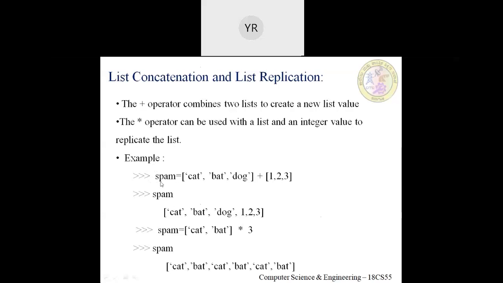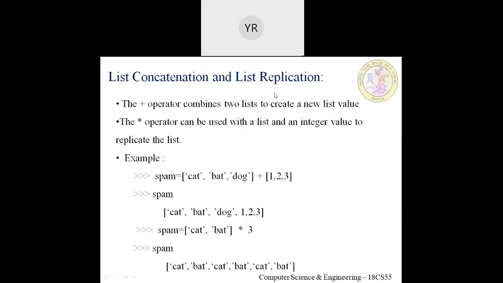Here we have a list called spam, and it is equal to two lists concatenated. The first list has the values cat, bat, and dog, and the second list is 1, 2, 3. Here we are concatenating the two lists with the help of the plus operator. So these two lists are concatenated and stored in the list called spam. When I print spam, the output is cat, bat, dog, 1, 2, 3. That is, the two lists are concatenated.